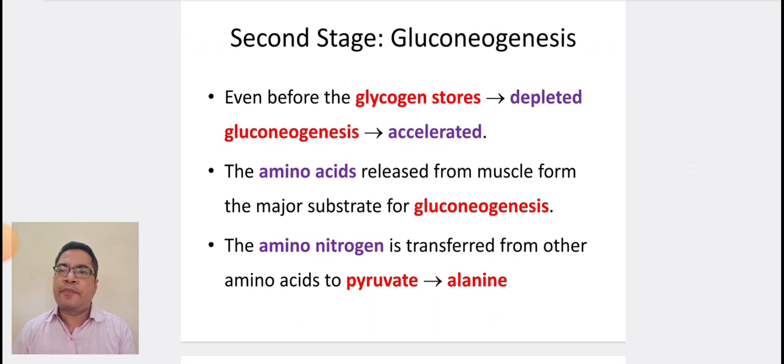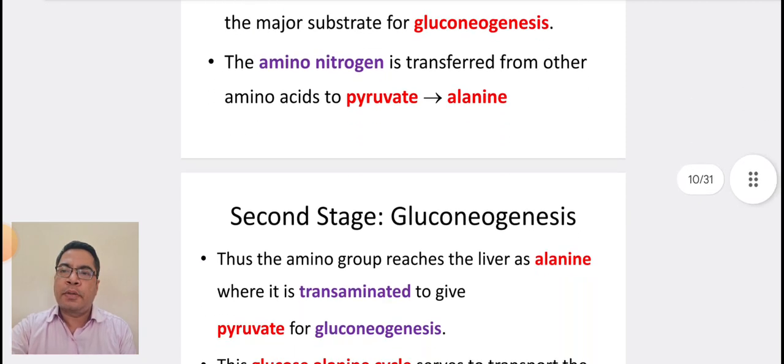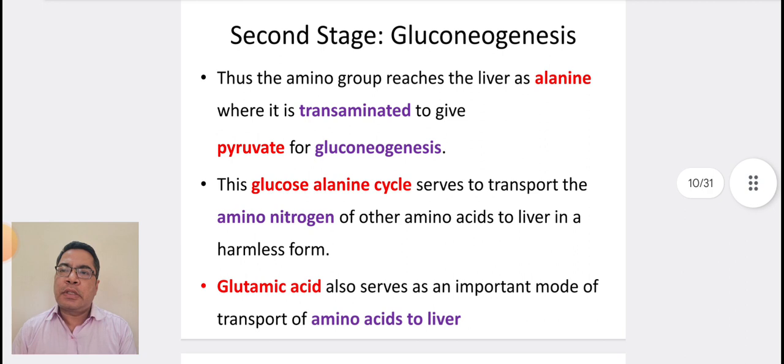Coming to the second stage, gluconeogenesis. Even before the glycogen stores are depleted, gluconeogenesis is accelerated. The amino acids released from muscle form the major substrate for gluconeogenesis. The amino nitrogen is transferred from other amino acids to pyruvate and then to alanine. Thus, the amino group reaches the liver as alanine, where it is transaminated to give pyruvate for gluconeogenesis.